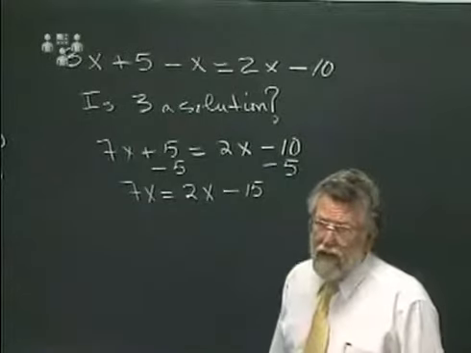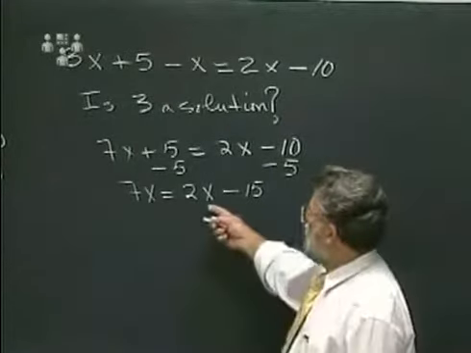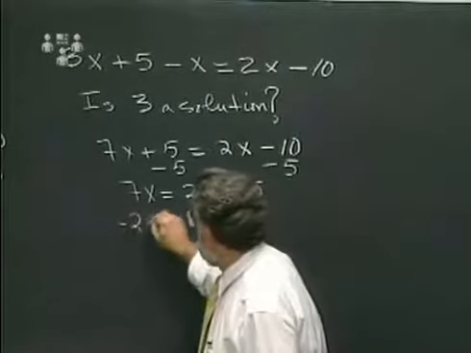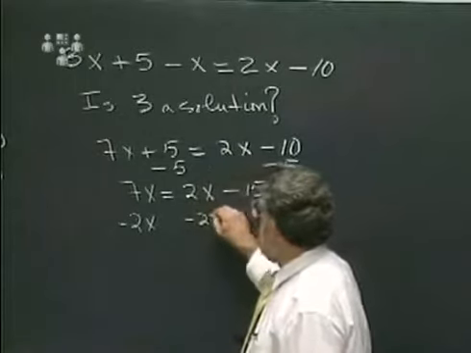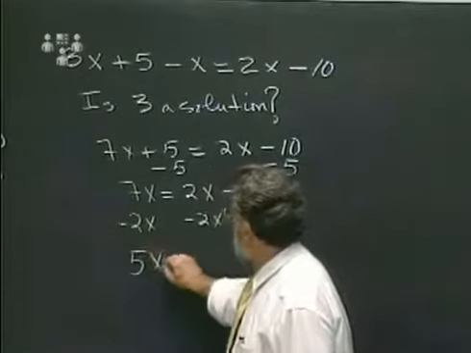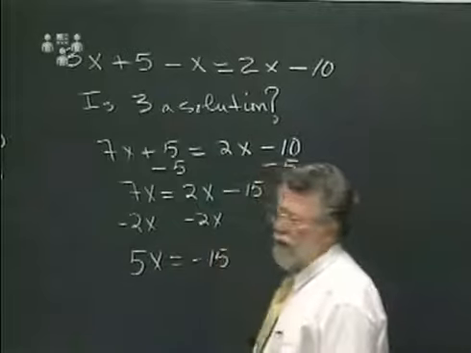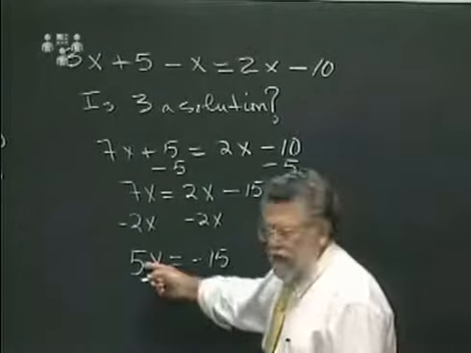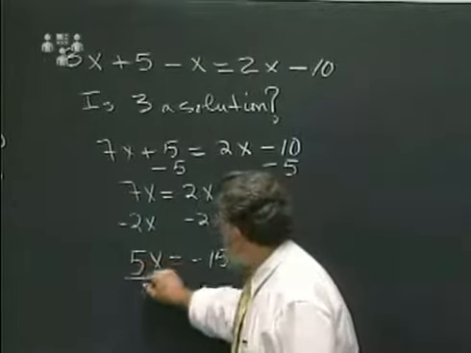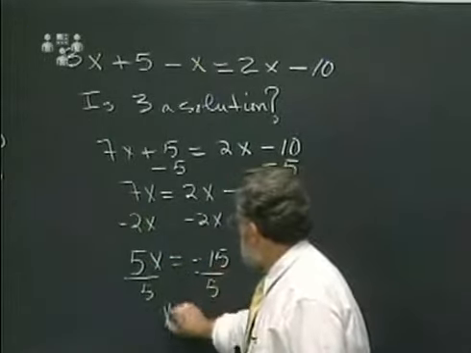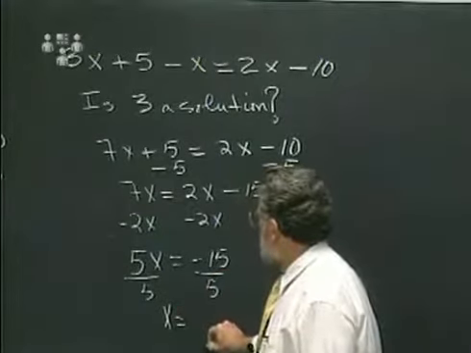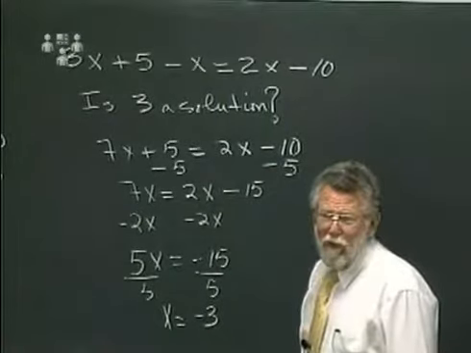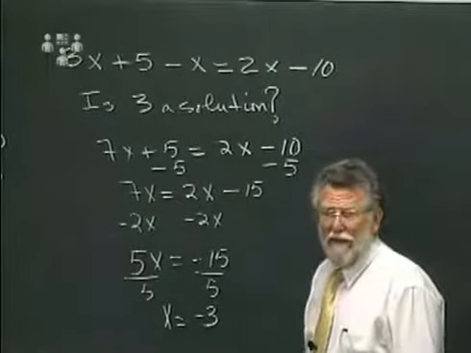Okay, then what would I do? Well, I'd like x's together in one side. So the goal I would have is to subtract 2x from each side. So I'm going to think of subtracting a 2x from each side, and this is going to give me a 5x. This is going to give me a negative 15. And then I'd like to do what? Get rid of the 5 here because it's a factor. So this I end up doing, and I actually get x is equal to negative 3. So was 3 a solution? No, it didn't work. But negative 3 would have.